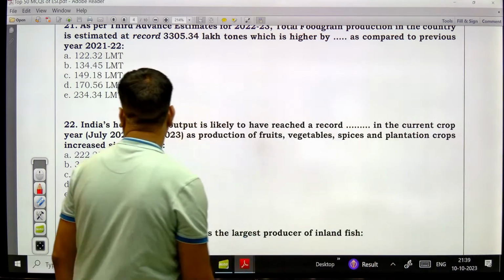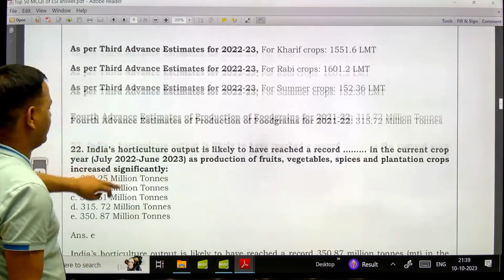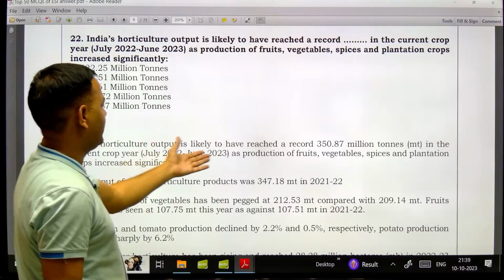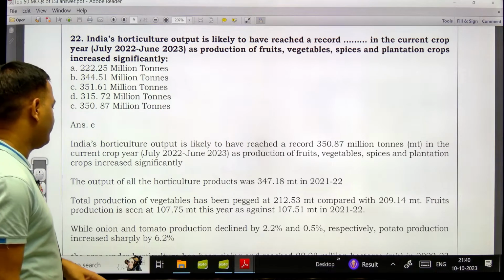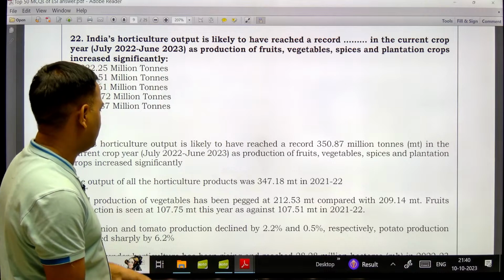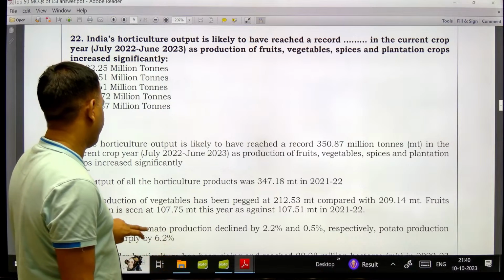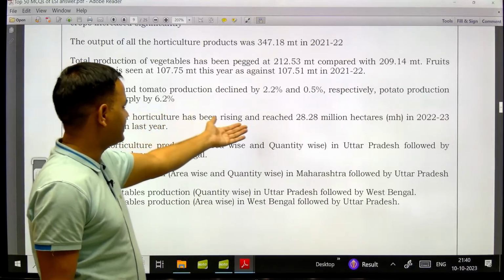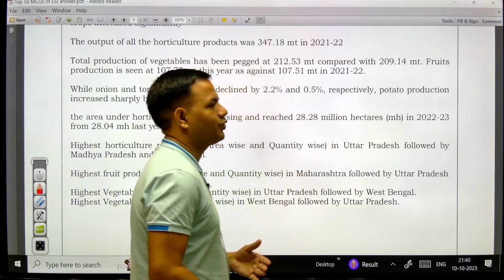Yes, it is 350.87. Last year it was 314.70. Vegetable production is 212.3 million tons, and fruits 107.75 metric tons, and the area under horticulture has been rising and reached 28.28 million hectares in 22-23.